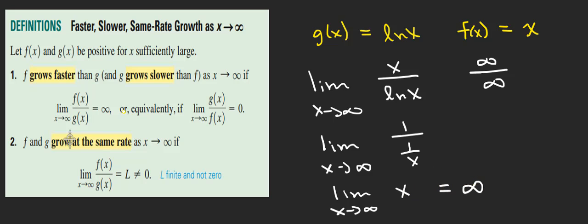So this means, based on this, x is growing faster than natural log of x. So in the last example, we saw that natural log of x grows slower than x. In this example, we saw that x grows faster than natural log of x. So let's look at it graphically, how natural log of x and x behave.